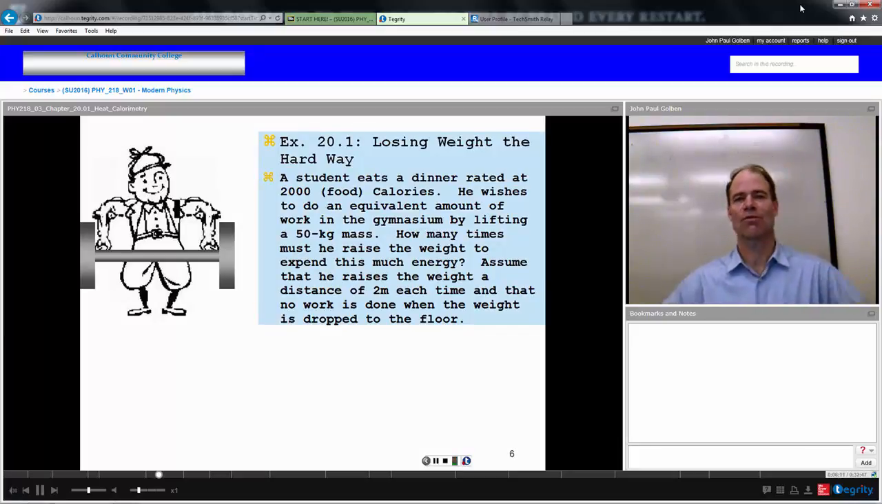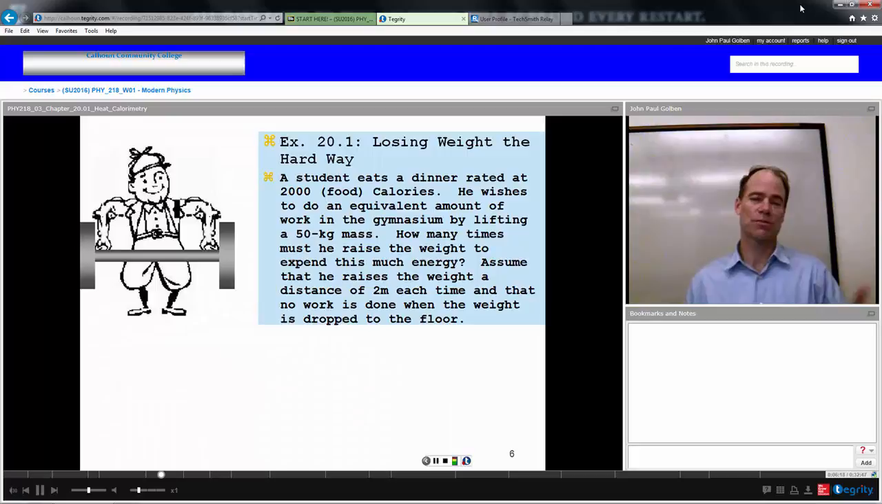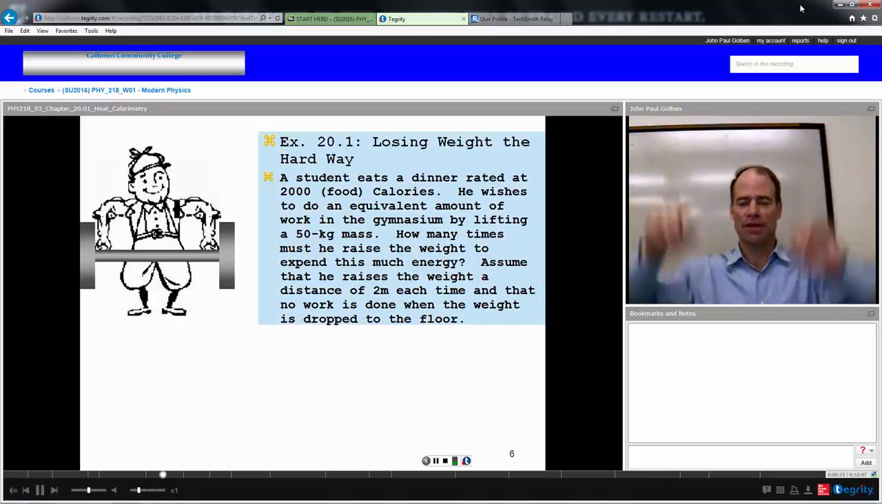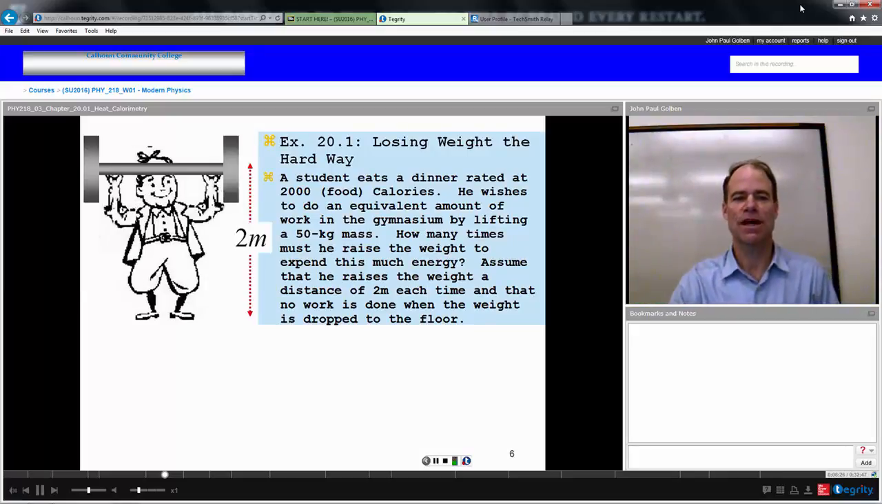So he's just going to raise it up, drop the weight, pick it up again. He's not going to work against it as it's going to the floor, which probably would be a better workout, but he's not going to do that. So he's going to raise it up, drop it, raise it up again, and each time he raises it up is going to be 2 meters.